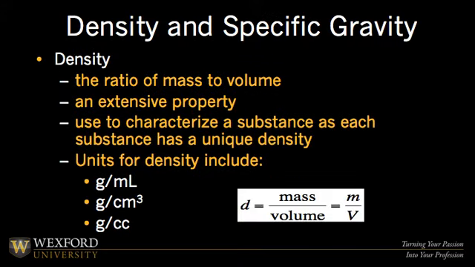Now looking at density and specific gravity, we will talk about density, which is the ratio of mass to volume. Again, this is an extensive property, and density is used to characterize a substance as each substance has a unique density. The units for density include grams per milliliter, grams per centimeter cubed, and grams per cc, where in the equation we see the density would be mass over volume, or m over v.